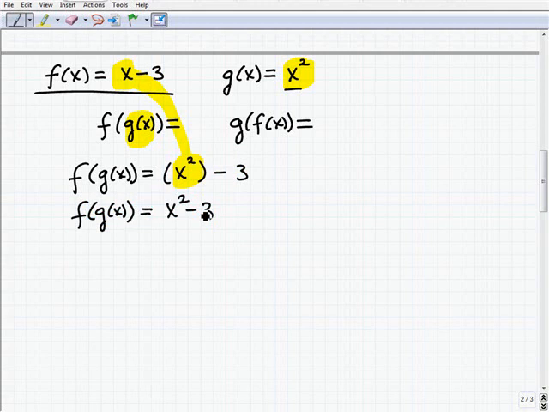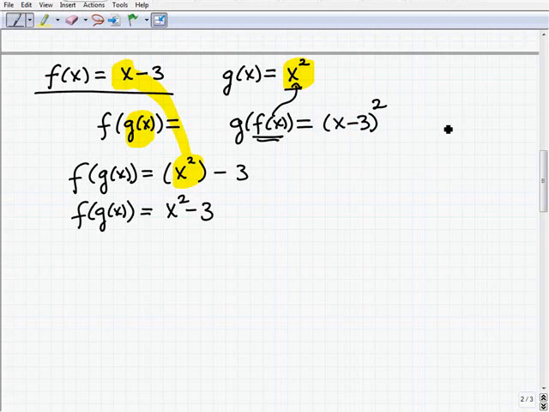Let's do g of f of x. I'm going to plug the f of x function this time into the g function. So go ahead and set that up. So g of f of x. The g function is what? It's x squared. But instead of x, I'm going to plug in the f of x function, and that's x minus 3 squared. X minus 3 squared.